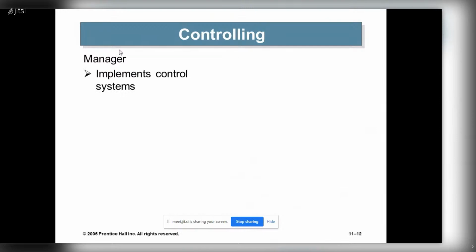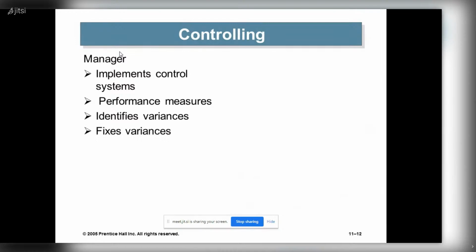A manager always implements control systems, like effective systems installed in the organization, and performance measures. So each and every activity in the organization is measured against the set benchmark or standards. Managers always try to identify if any variance is there from what they expected to be done. If there is a variance, they find out and solve the problem. So that's what the manager does: fixes variances.